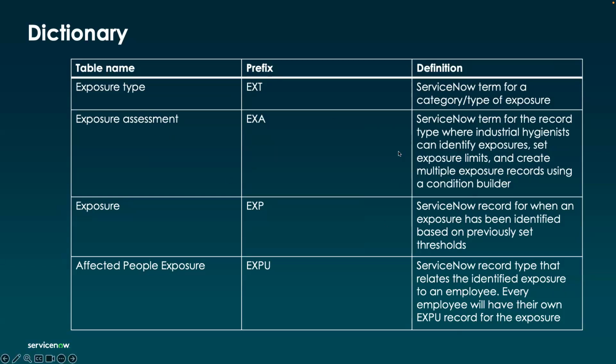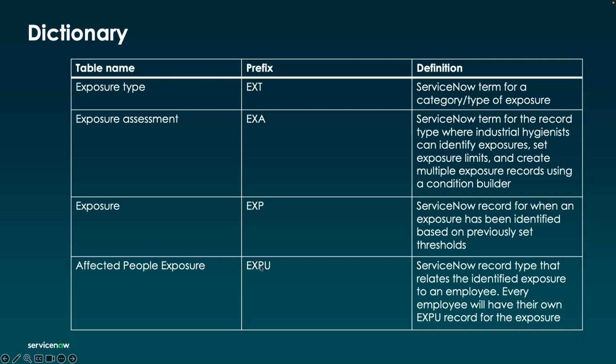Exposure assessment is the record type where the industrial hygienist will go in to identify the exposure, set the limits, create multiple exposure records using the condition builder. The exposure prefix is EXP, and that's when there has been an exposure identified. Again, the exposure assessment is saying there's the potential for the exposure. The exposure record is saying there is now an exposure.